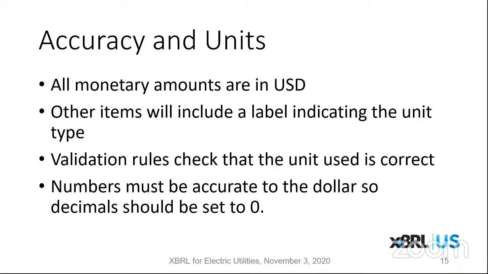The other thing is just on accuracy. The FERC requires that numbers are accurate to the dollar, as I'm sure you're all aware. So just the one thing, when you're creating the XBRL instance, there's an attribute which can say what the decimals are. So pretty much in general, you're always going to set that to 0. So there's not really a decision to make there. If you want to go to the next slide, Michelle.